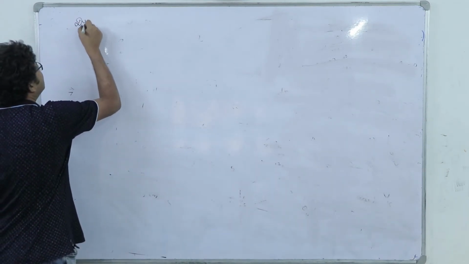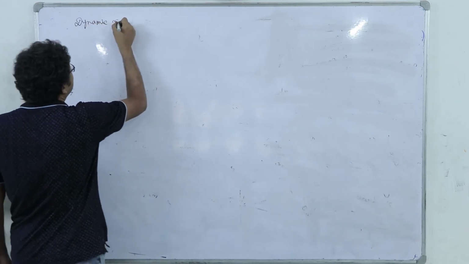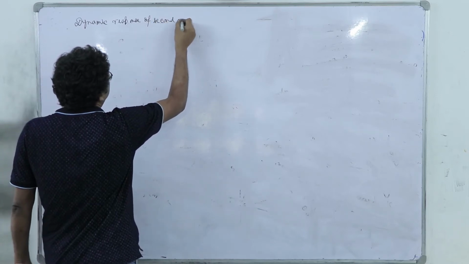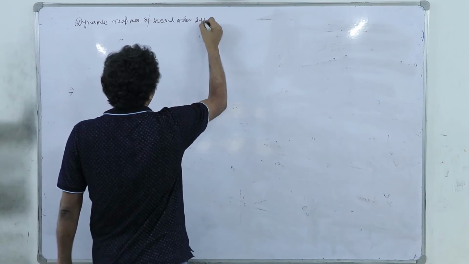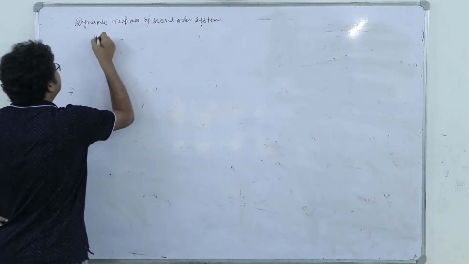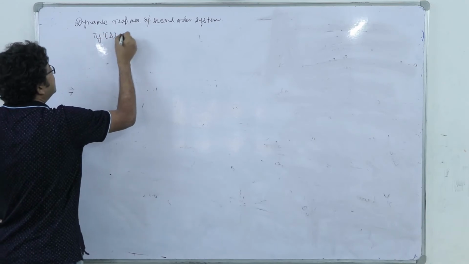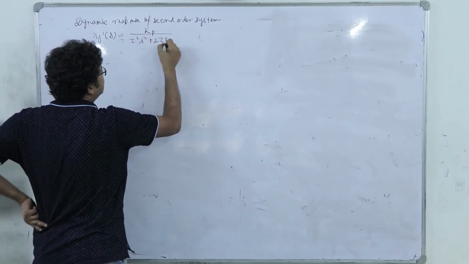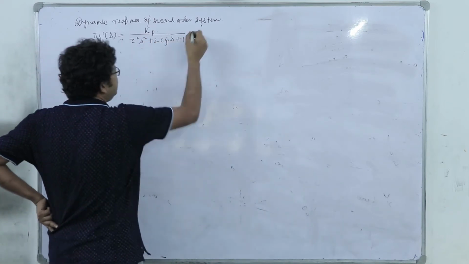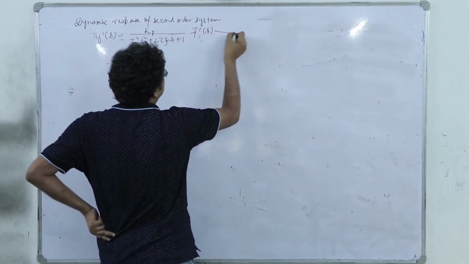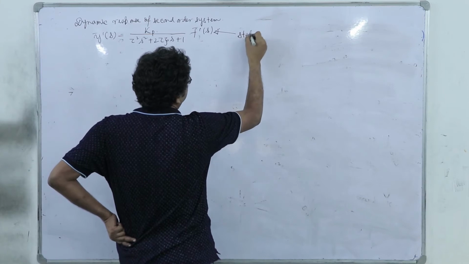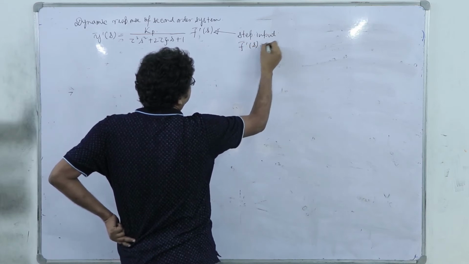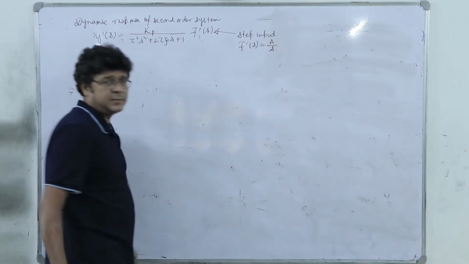So, dynamic response of second order systems. What we are talking about is y prime bar s equal to Kp divided by tau square s square plus 2 tau zeta s plus 1, into f prime bar s. Now here we are replacing the expression for step input, for which f prime bar s is equal to A by s, where A is the step height.